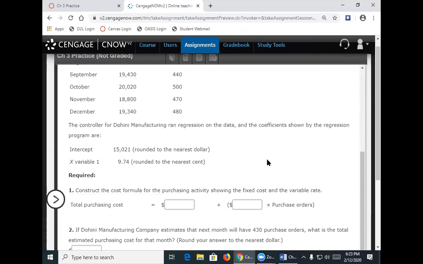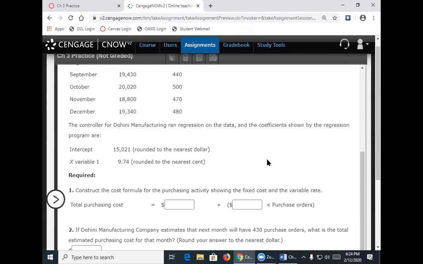You'll notice they talk about these new words: intercept and X variable 1. What in the world does that mean? Well, it tells you in your notes, because that's kind of confusing, right? Your intercept is your fixed cost. Intercept is really just equal to your fixed cost. And then X variable 1 is your cost per unit, your variable cost per unit.